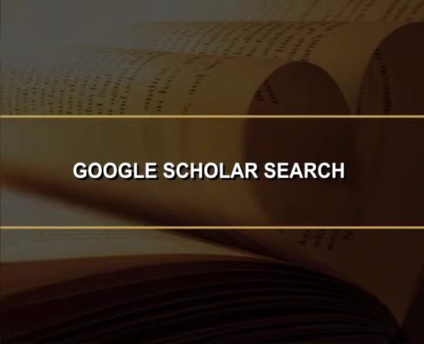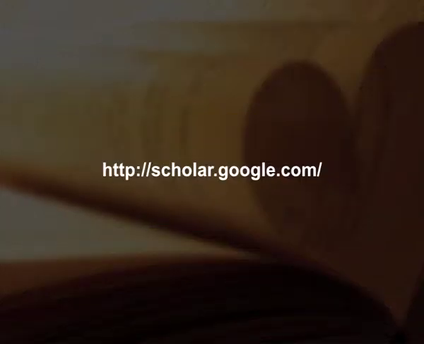Google Scholar Search: www.scholar.google.com. Google Scholar enables you to search specifically for scholarly literature including peer-reviewed papers, theses, books, preprints, abstracts and technical reports from all broad areas of research. Use Google Scholar to find articles from a wide variety of academic publishers, professional societies, preprint repositories and universities, as well as scholarly articles available across the web.